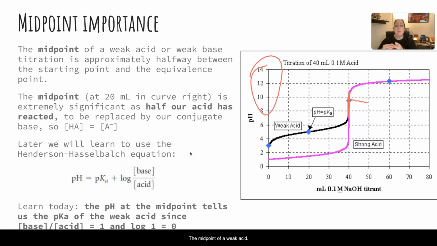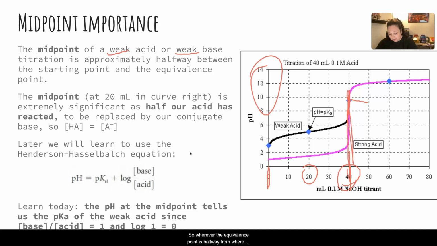Midpoint. Okay, the midpoint of a weak acid or a weak base. Weak. Not strong. Weak and weak only. The midpoint between a weak acid and a weak base in a titration is halfway between the starting point and the equivalence point. So what that means is this is where we started and this is our equivalence point. At the equivalence point, we added 40 milliliters of our base. What's halfway between 0 and 40? 20.